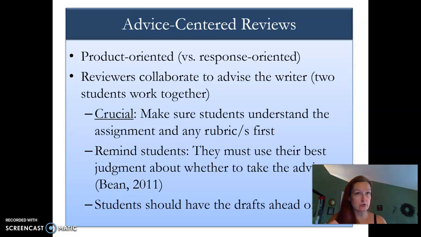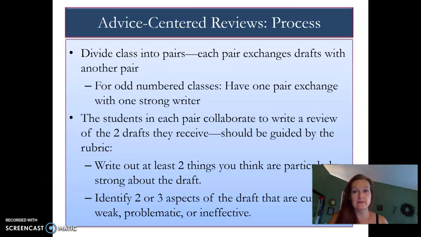So whatever your reviewing pair says about your paper, if it really just doesn't feel right to you, then it doesn't. That doesn't mean just because they said it that you have to do it. So you have to use your best judgment as a writer. As with pretty much every type of peer review, the students should have the drafts ahead of time so they can read them and then respond carefully.